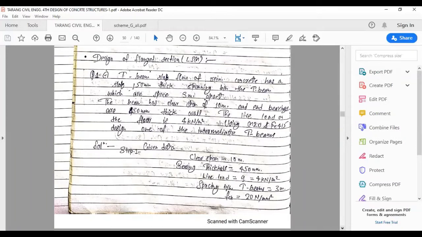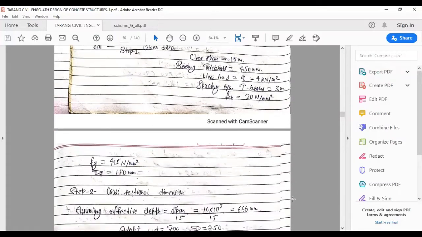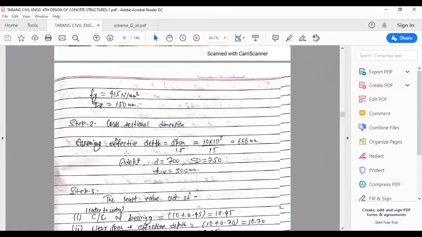So in the solution, the first step is to write the given data. Clear span is 10 meters. Bearing thickness is given to be 450 mm. Live load, which is represented by Q, is given as 4 kN per meter square. The space between the T-beams is given as 3 meters. The value of fck, that is the characteristic strength of concrete, is 20 Newton per mm square. Yield stress of steel is 415 and depth of flange is given as 150 mm.